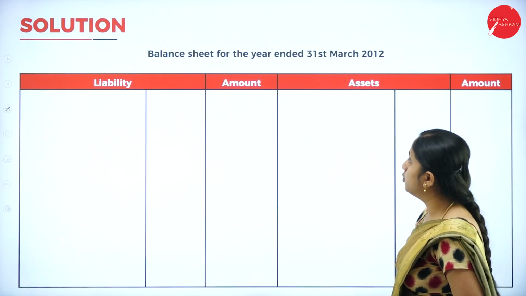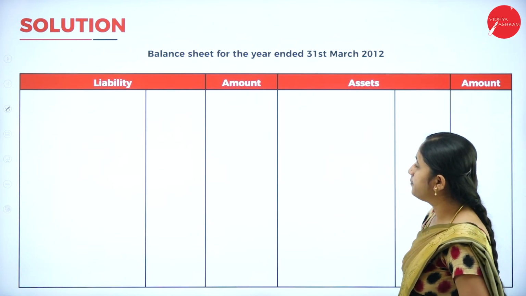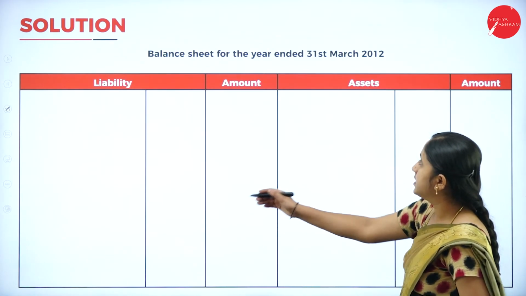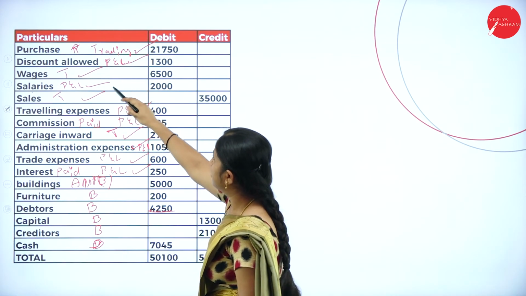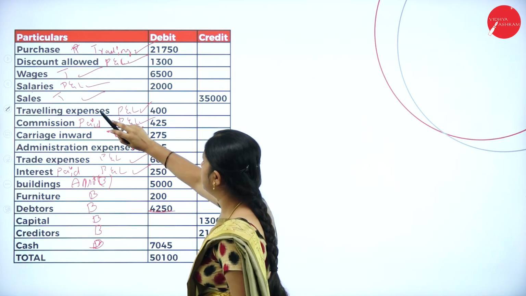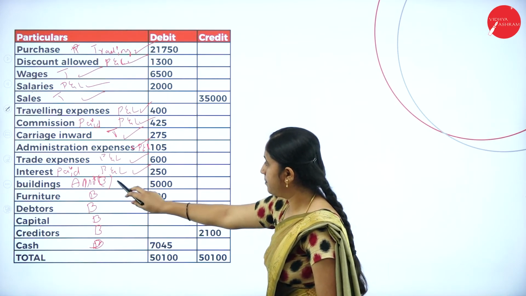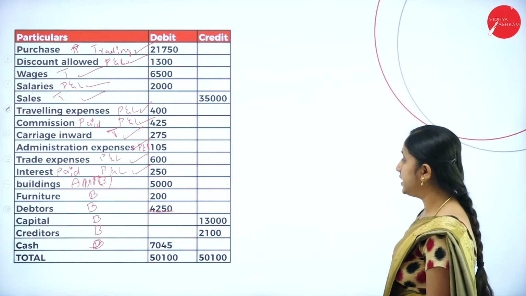So let's continue with the balance sheet. This is the format of the balance sheet: balance sheet for the year ended 31st March 2012, with assets and liabilities. Again, find the assets or liabilities. Building, rupees 5,000. Building is an asset.